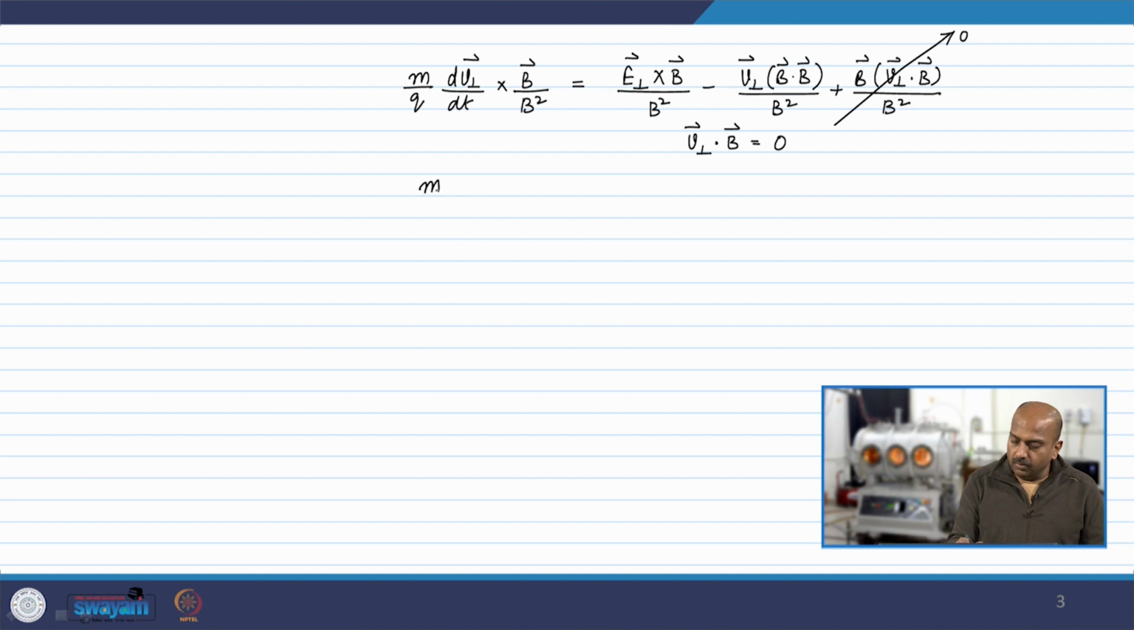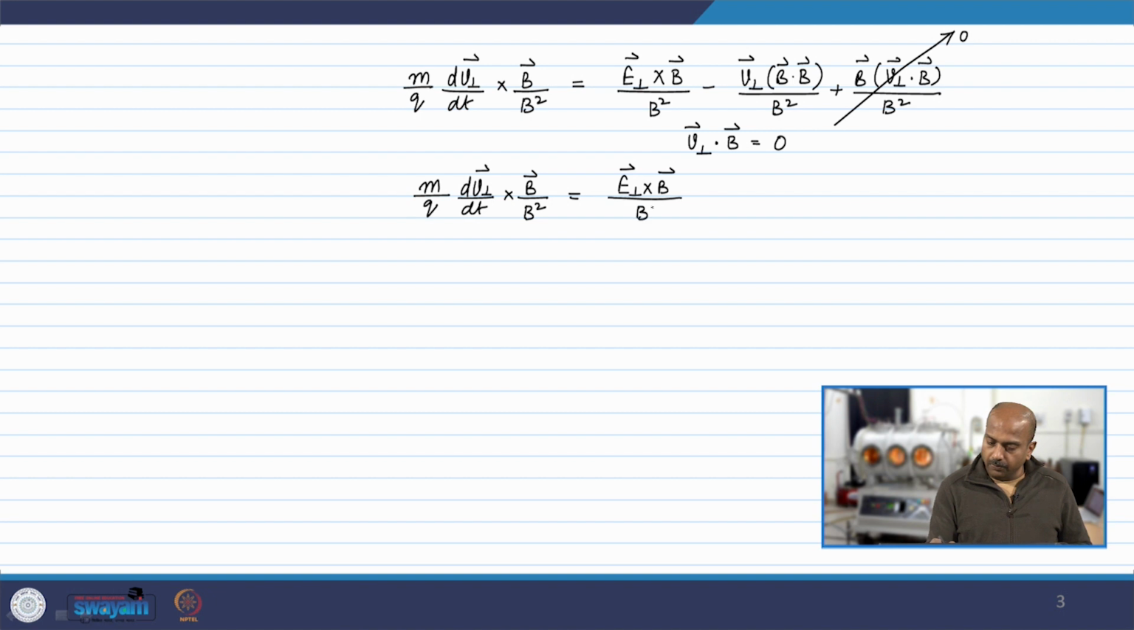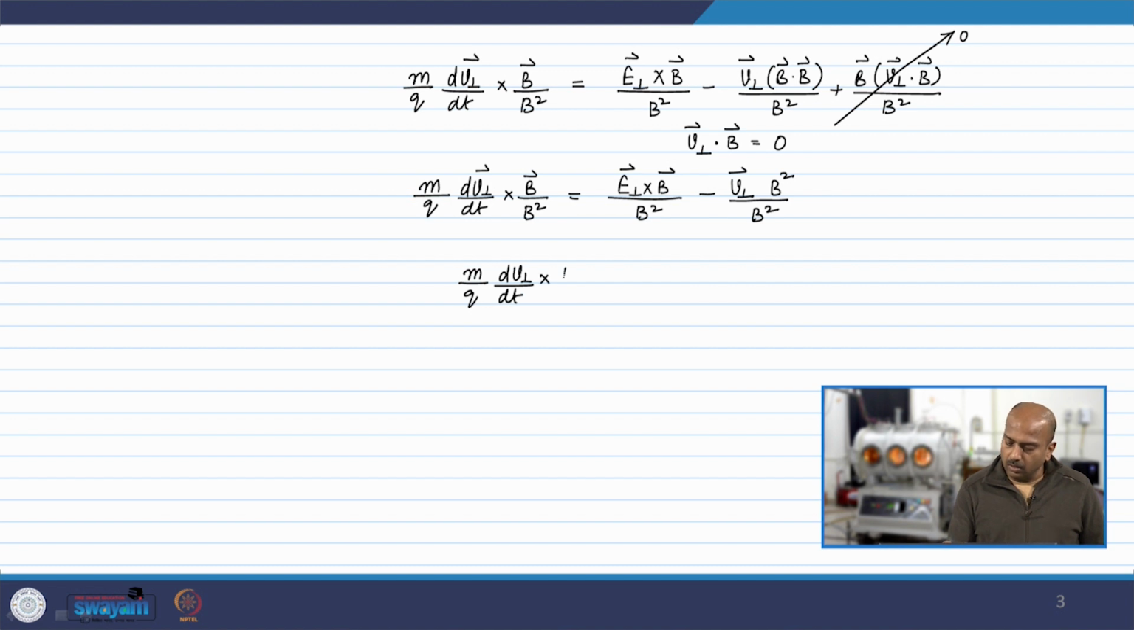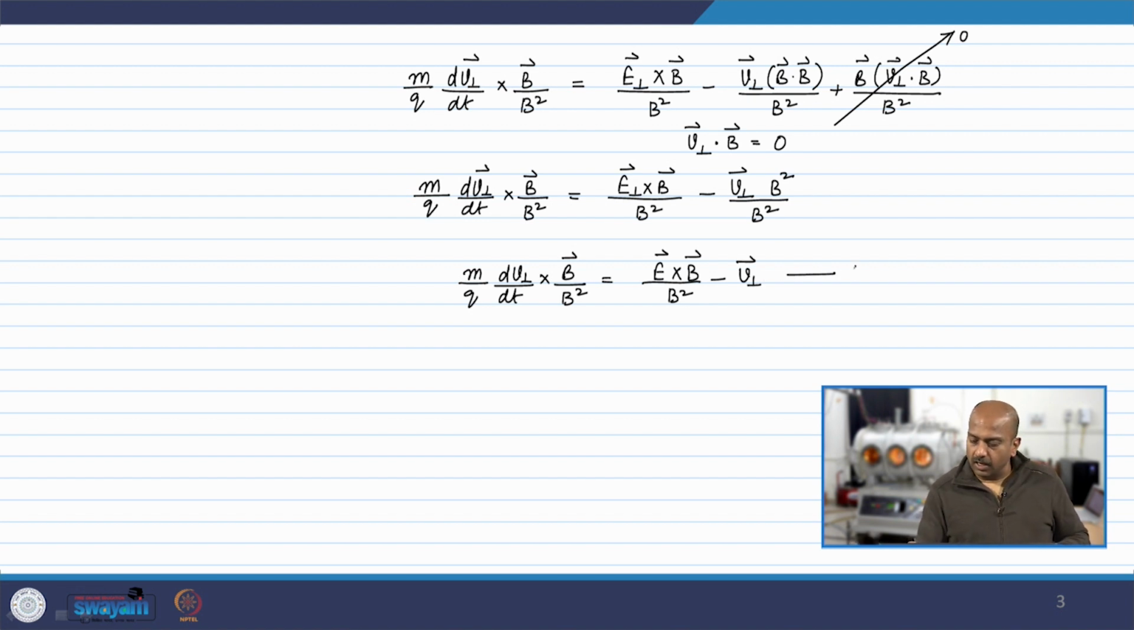And in effect what we have is m by q dv perpendicular by dt cross B by B square is equal to E cross B by B square minus V perpendicular times B square by B square. Right. Let us call this equation 4. What do we have?